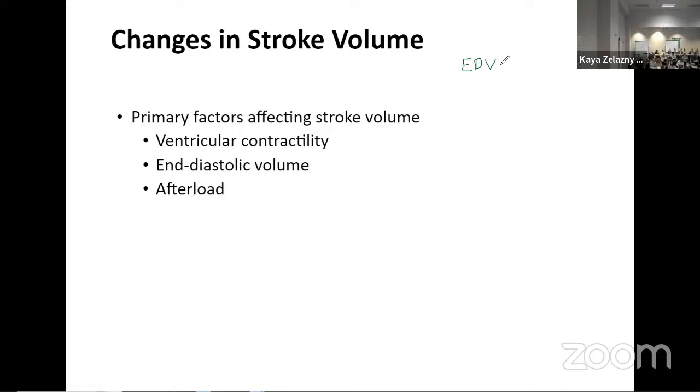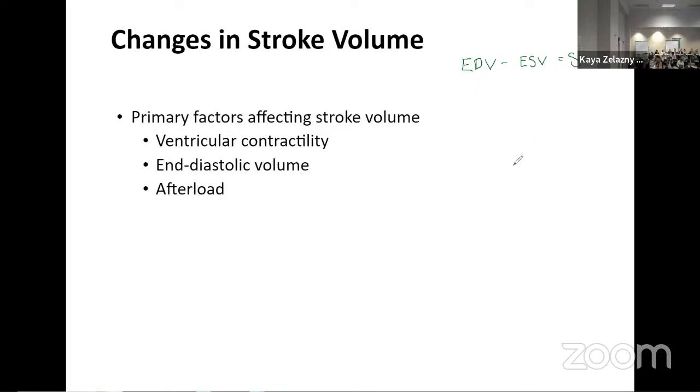So we have our end diastolic volume, that's how much blood has filled our heart, minus our end systolic volume, which is how much blood is left in the heart at the end of contraction, right? That is what our stroke volume is, because the stroke volume is the amount that left the heart. That's why these two numbers are different, okay?